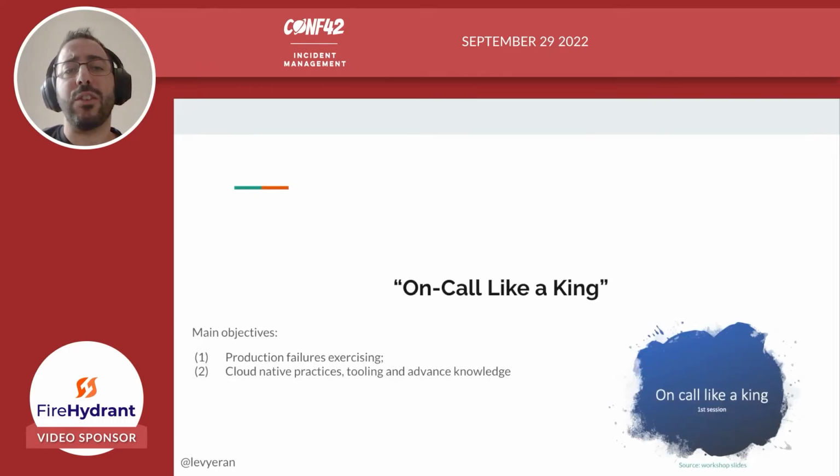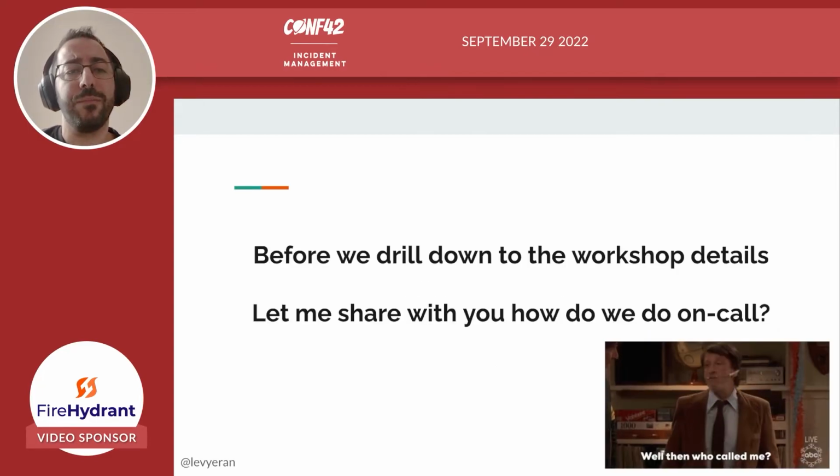So I created a series of workshops called On King. These workshops intend to achieve two main objectives: train engineers on product failures that we had recently, and train engineers on cloud native practices, tooling, and how to become better cloud native engineers.